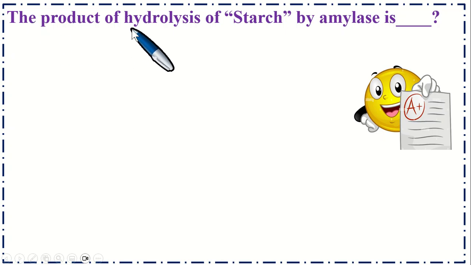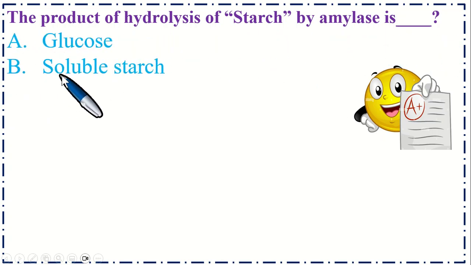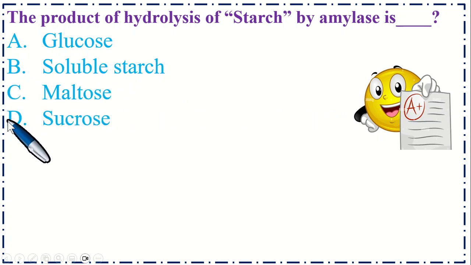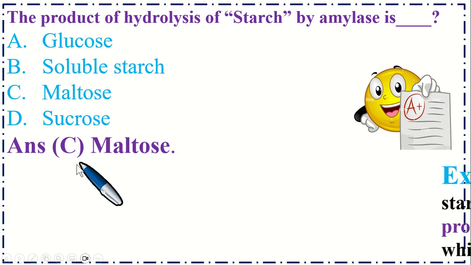The product of hydrolysis of starch by amylase is dash. Option A glucose, B soluble starch, C maltose and option D sucrose. So the correct option is C, maltose.